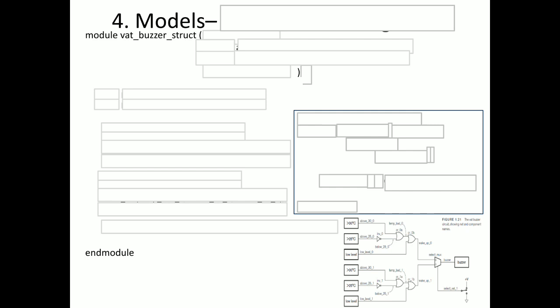And this is not the end. The next step is we need to end this line: module, name of the design, and the parenthesis pair. This line should be ended with a semicolon, meaning the end of the line.